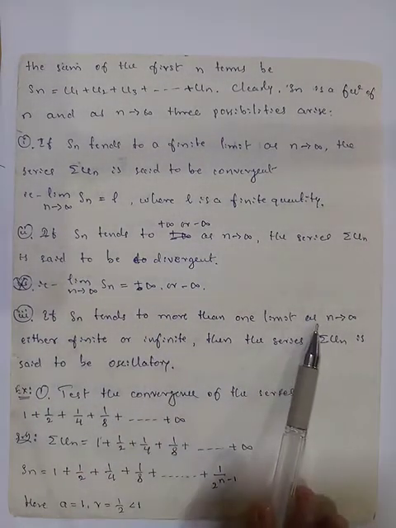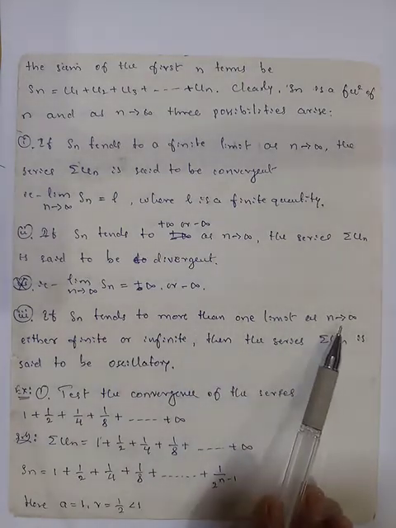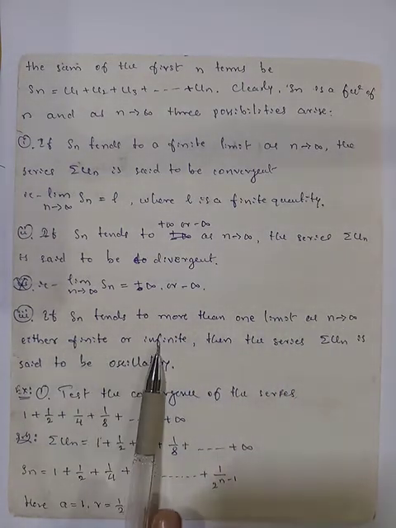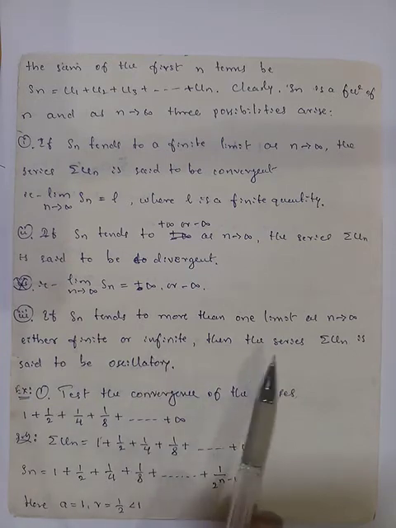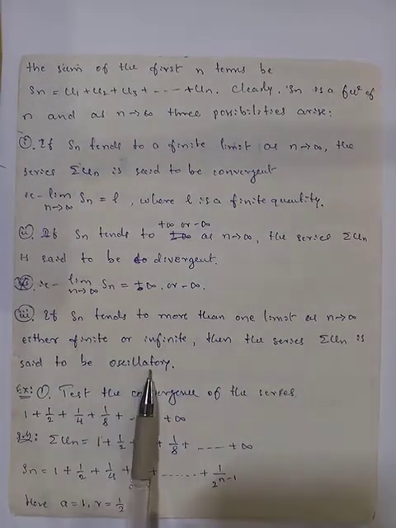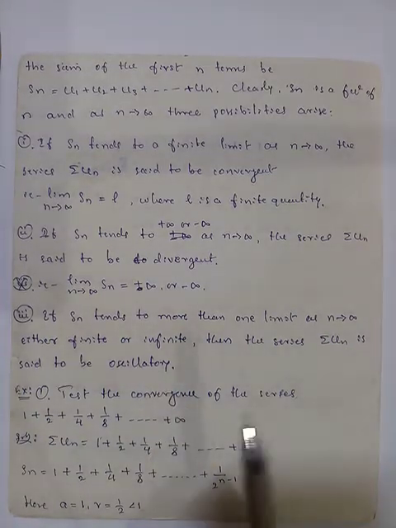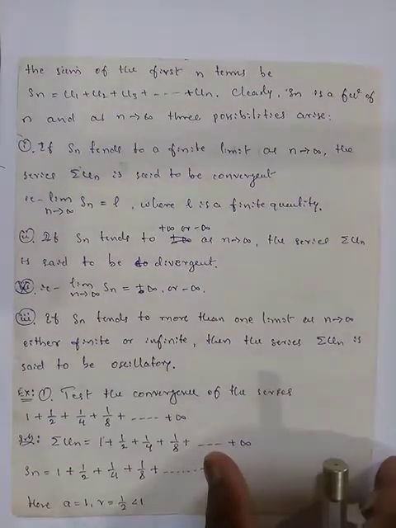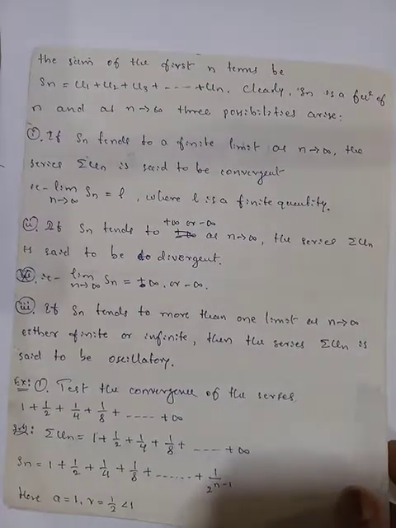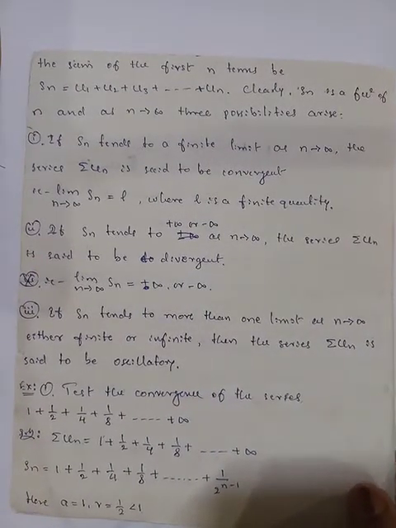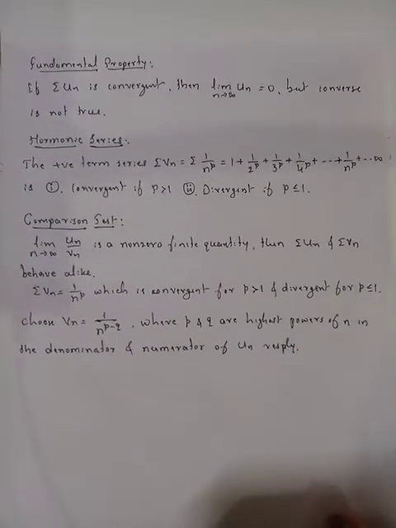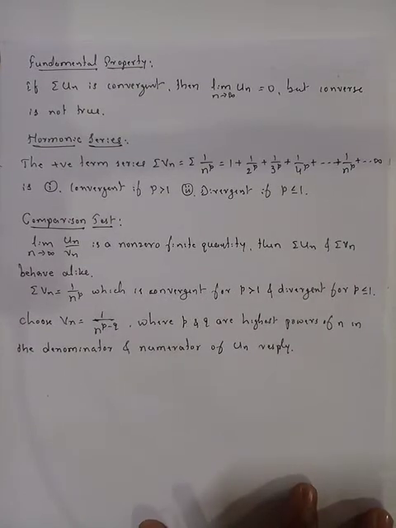So if there is more than one limit as n tends to infinity, either finite or infinite, then the series summation un is said to be oscillatory. These are the three important definitions of the chapter. Now, before going to the problems, that is, whether the given infinite series is convergent or divergent, we first go through some basic results.